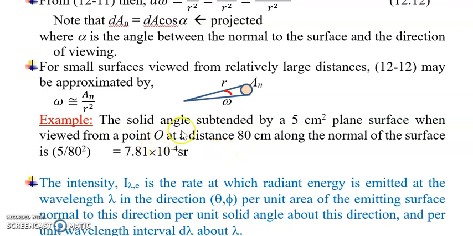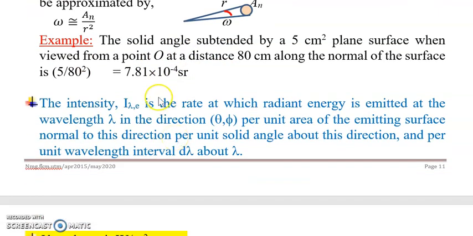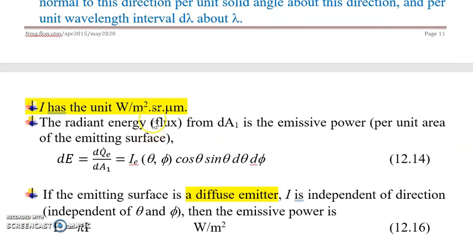The intensity, I subscript lambda because it depends on the wavelength, and subscript e for emission, is the rate at which radiant energy is emitted at the wavelength lambda in the direction theta and phi, per unit area of the emitting surface normal to this direction, per unit solid angle about this direction, and per unit wavelength interval d lambda about lambda. Yes, that is a mouthful, but that's the definition of intensity. It has the unit watt per meter squared per steradian per micrometer.